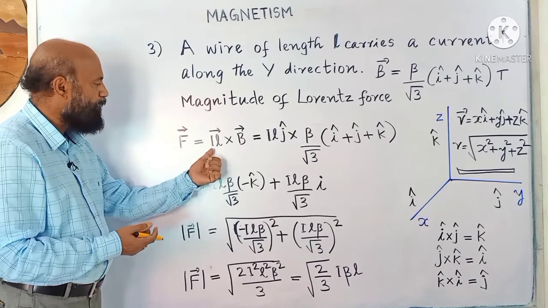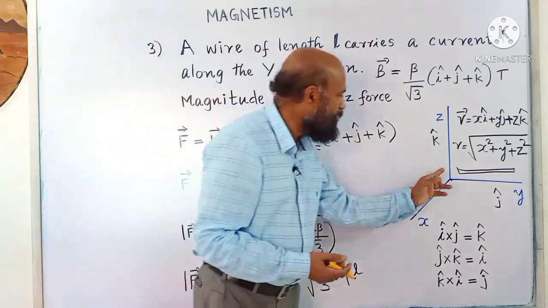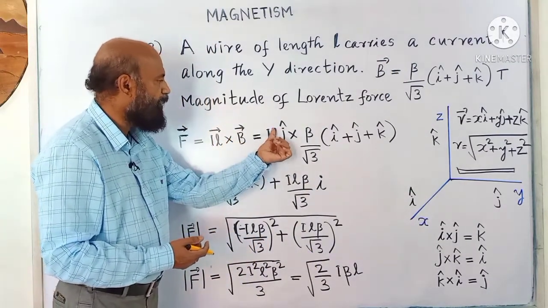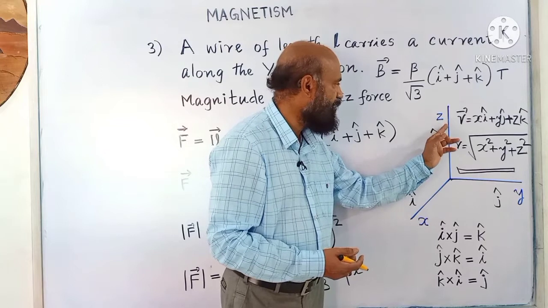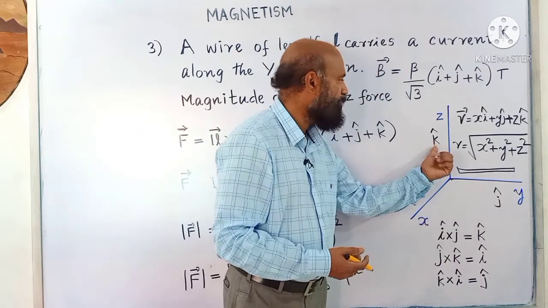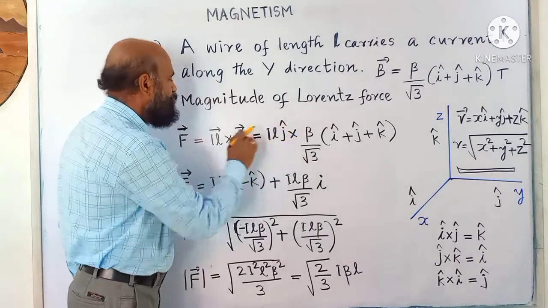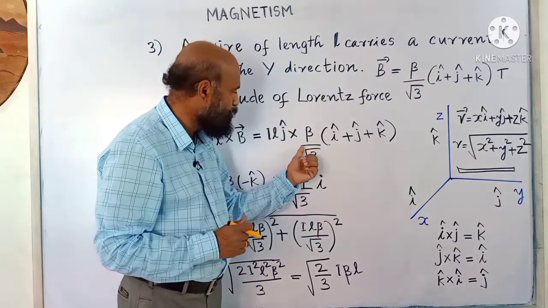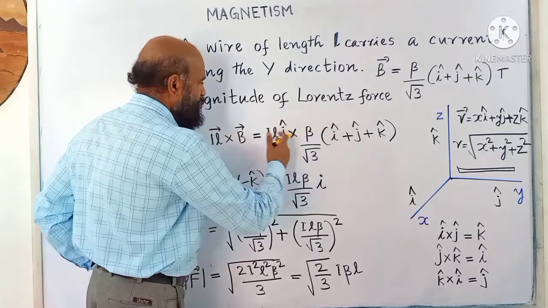The magnetic Lorentz force is given by I L vector cross B vector. Since current is along the y-axis, I L vector can be written as I L j cap. Unit vectors along the x-axis, y-axis and z-axis are respectively i cap, j cap, k cap. The magnetic field is given, that is B divided by square root of 3 times i vector plus j vector plus k vector. So we have to find the cross product of these two vectors.